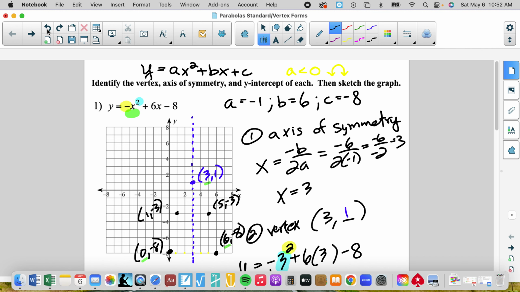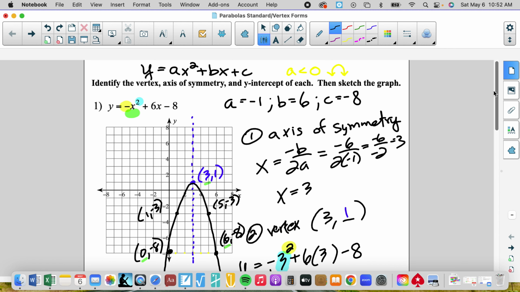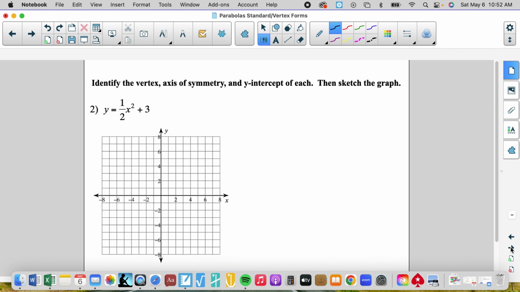I have 5 points, and now I need to connect the dots. If I don't connect the dots, I've only shown 5 of the solutions. And it says sketch the graph, meaning sketch the solution. So with arrows shows all of the possible solutions for the equation y equals negative x squared plus 6x minus 8. Good? All right.